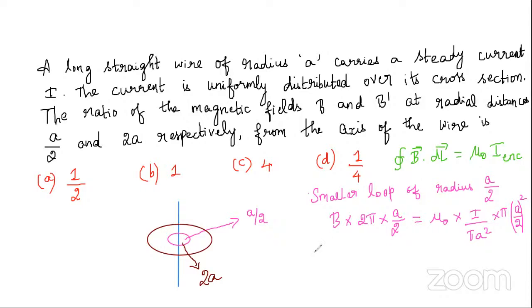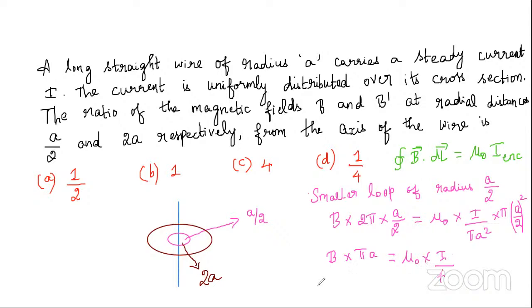So here you can take B into pi into a. Okay, B into pi into a is equal to mu naught into I. So this pi a squared and this pi a squared will be cancelled, and divided by 4 will be remaining. Okay, so B into pi a equal to mu naught into I by 4.